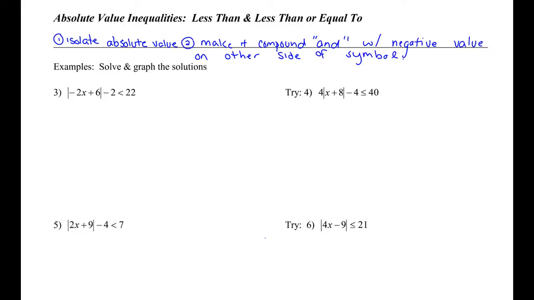Now we can look at solving absolute value inequalities with inequality symbols less than or equal to. To do this, we want to start by isolating the absolute value. Then we're going to make it a compound inequality with the negative value on one side of the symbol. For example 3, we need to start by getting the absolute value by itself, so we're going to add 2 to both sides.